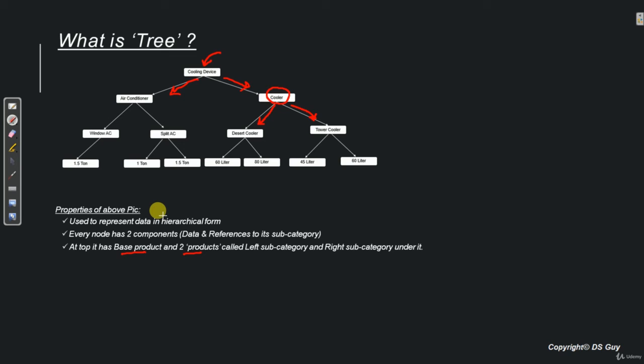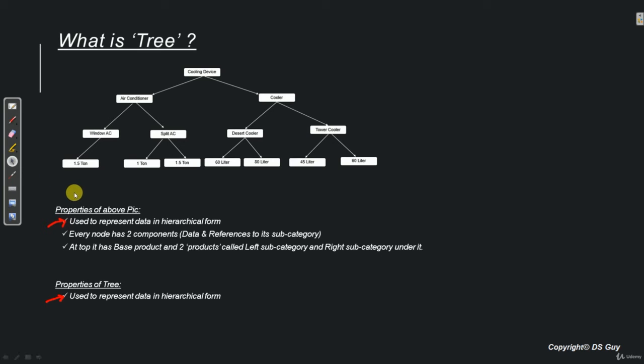Now let's see what are the properties of a tree data structure. And we will be very surprised to know that the tree data structure's properties are no different than the properties of this picture over here. So the first property of a tree data structure is that it is used to represent data in a hierarchical form, which is same as property 1.